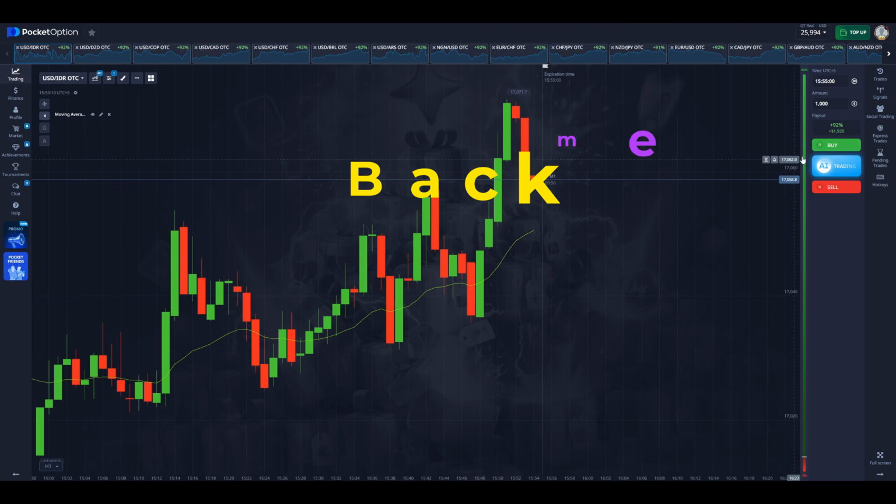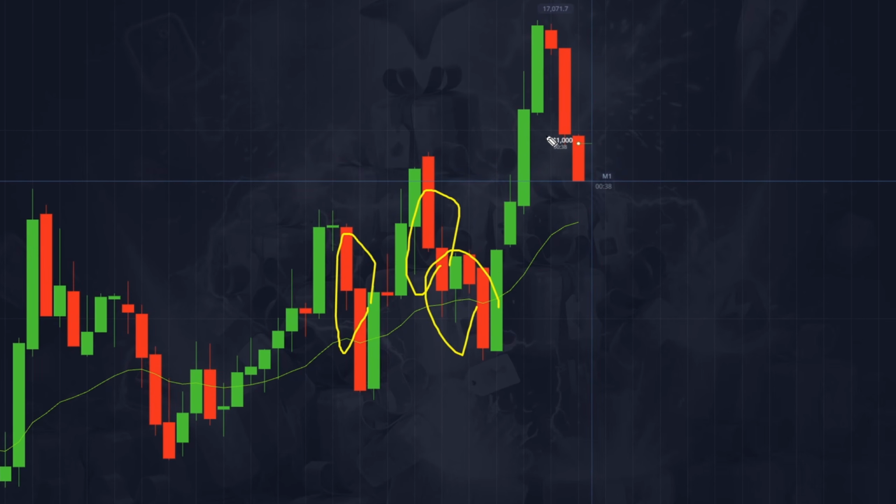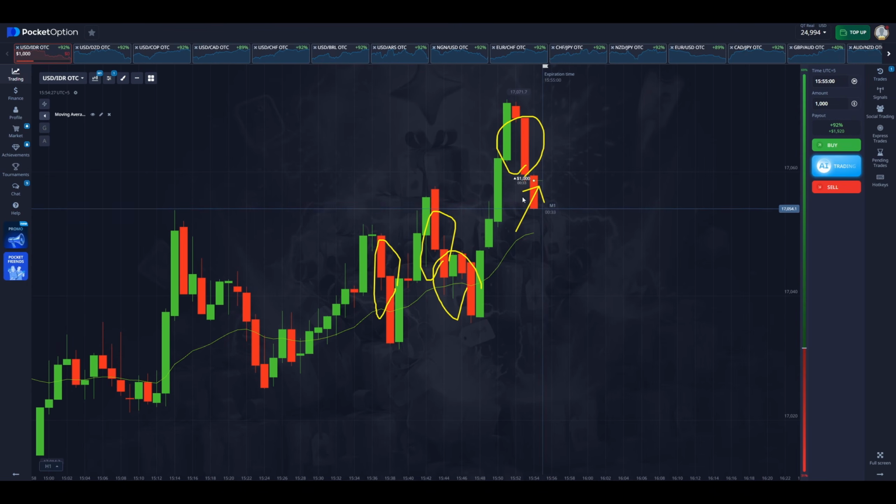Hello everyone and welcome back to another trading session. I just took my first trade and I will try to explain each and every single one of my trades. I took this trade because we have a nice little market sequence over here. I'm expecting this candle to turn green.